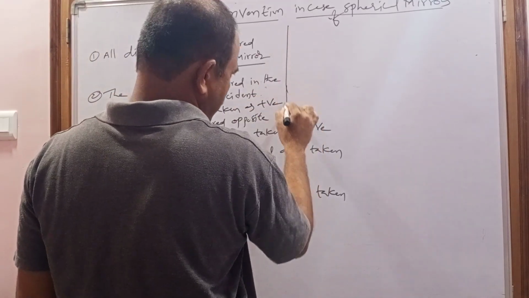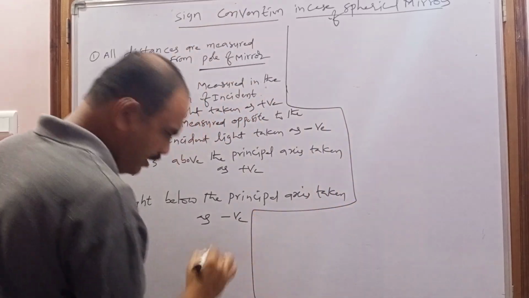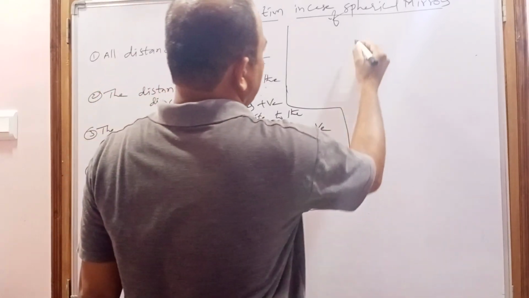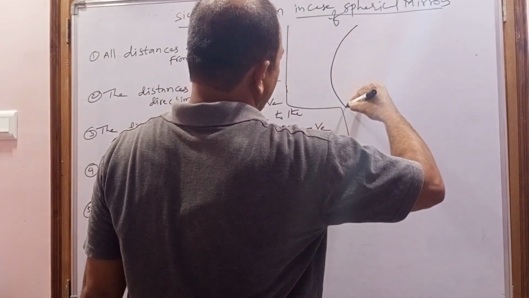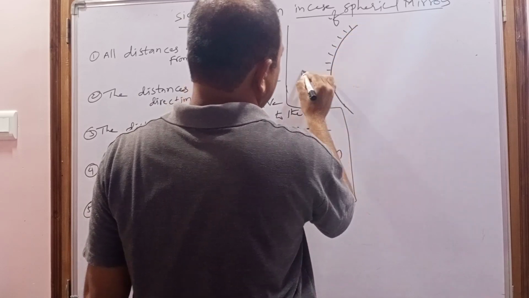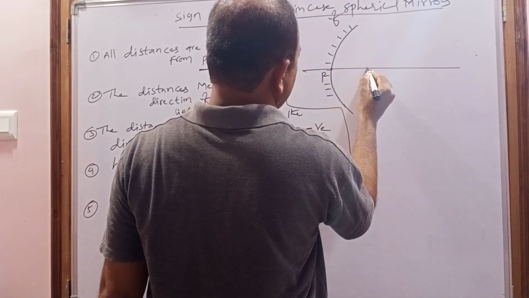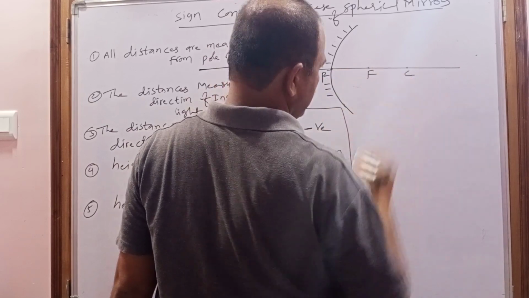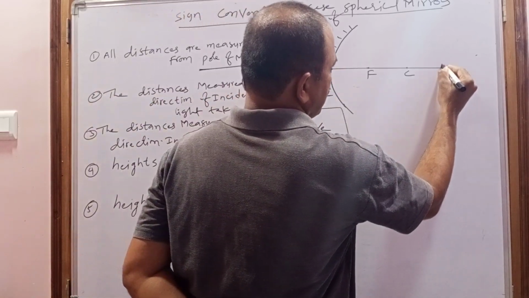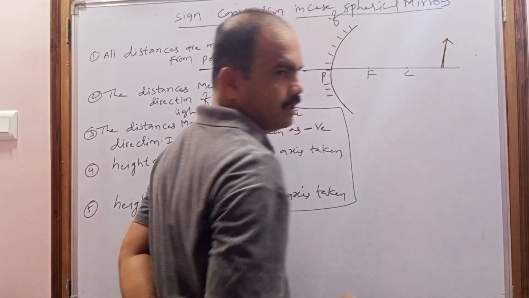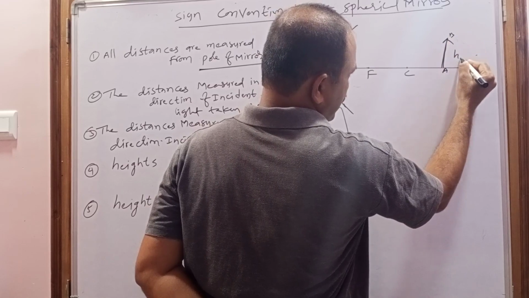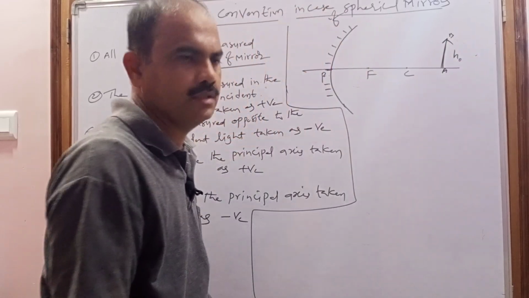So for better understanding of these rules, I am taking two examples. One is in case of concave and the other in case of convex. For example, consider this concave mirror. Now the object will be here. This is the object AB, and the height of the object is generally represented with the letter H0.